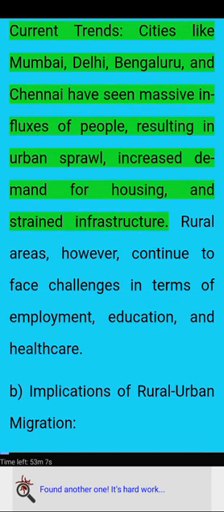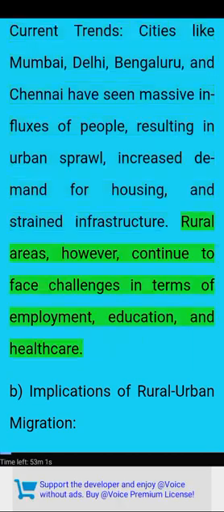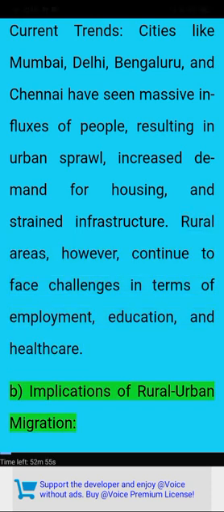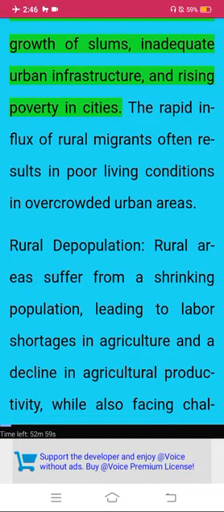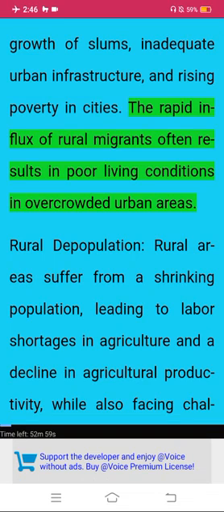Current trends: cities like Mumbai, Delhi, Bengaluru, and Chennai have seen massive influxes of people, resulting in urban sprawl, increased demand for housing, and strained infrastructure. Rural areas, however, continue to face challenges in terms of employment, education, and healthcare. B. Implications of rural-urban migration. Urbanization leads to the growth of slums, inadequate urban infrastructure, and rising poverty in cities. The rapid influx of rural migrants often results in poor living conditions in overcrowded urban areas.